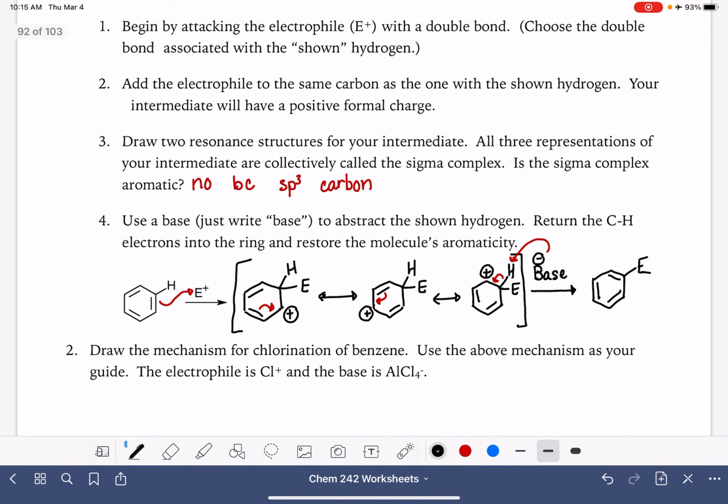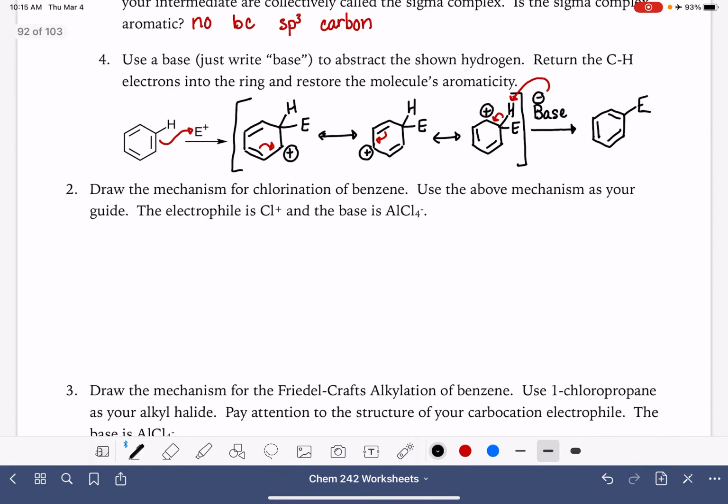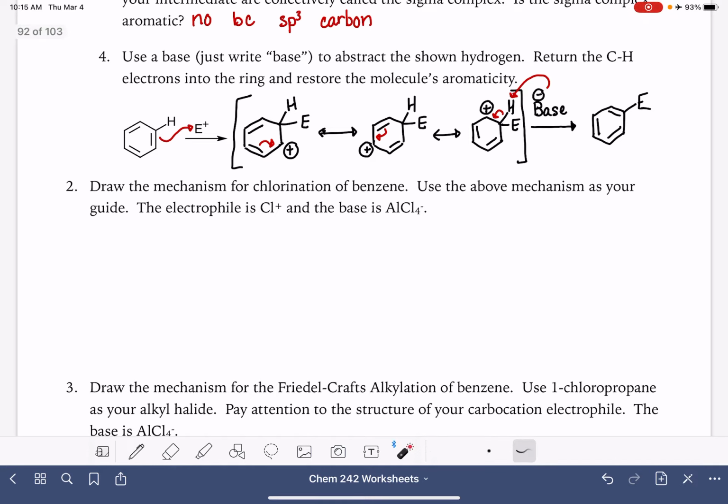Let's look at a couple of specific examples. Question number 2, draw the mechanism for the chlorination of benzene. We can use this as our guide. We're going to start with a benzene molecule, and our electrophile is Cl+. We can pick any one of the double bonds that we want. I'll just pick the one that's closest and put that chlorine on either one of the two carbon atoms of the double bond. So we're going to get this right there.